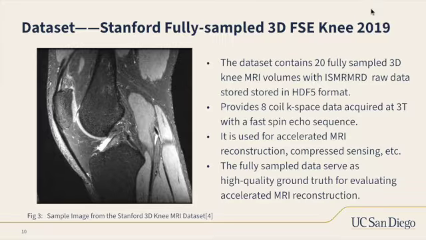It contains 20 high-quality 3D MRI volumes with raw ISMRMRD data stored in HDF5 format, and each scan has 8-coil k-space acquired at 3T with a fast spin echo sequence. This dataset is widely used for accelerated MRI and compressed sensing reconstruction research. The fully sampled data also serve as our ground truth for the experiments. Next, I will explain how we process this dataset and set up the experiments.